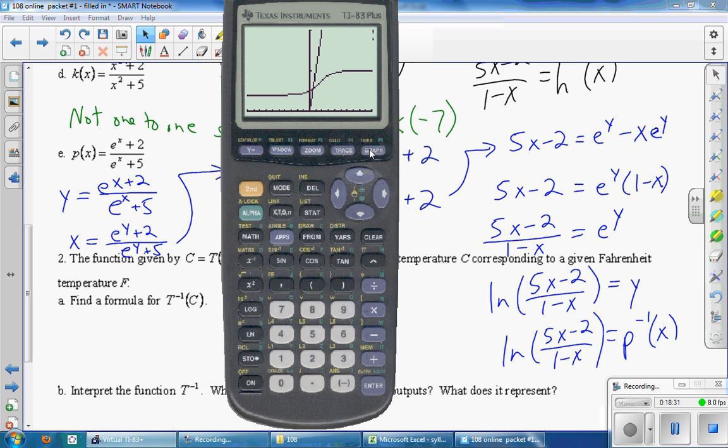Okay, so is there anything that's going to look kind of like a mirror image? Well, that doesn't look good at all. Let's make sure I typed it in right. 5x minus 2 over 1 minus x. I think that looks good. Okay, so maybe we're zoomed in a little bit too much here. Let's see how we can change this window. We were doing 0 to 2 here, so maybe we can go a little bit more. Let's try 0 to 10 on both.